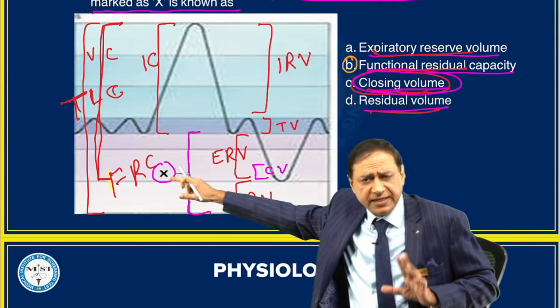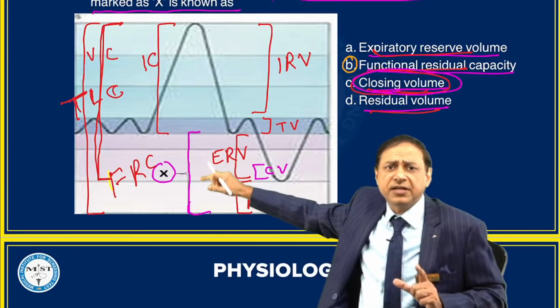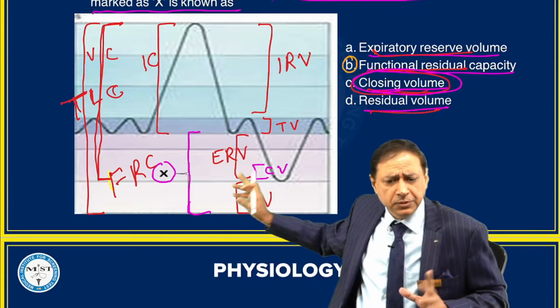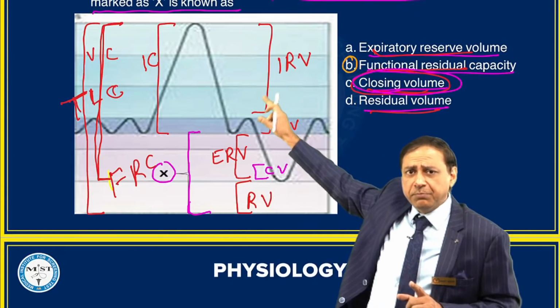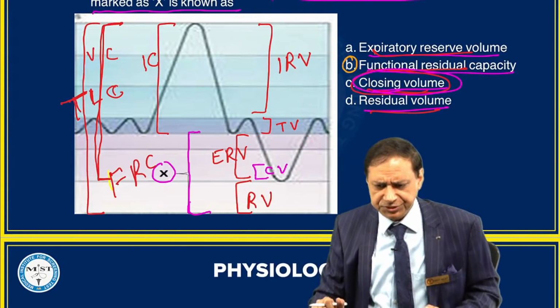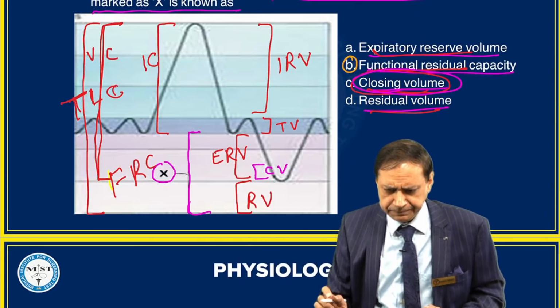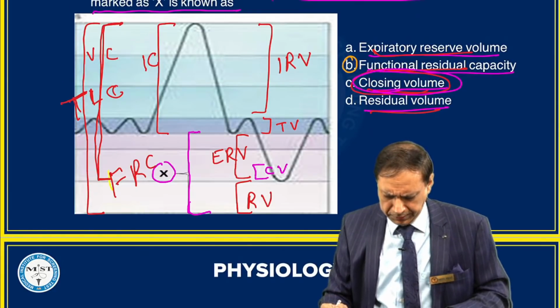So the answer here is very clear cut and simple: functional residual capacity. For this purpose, just try to remember 4 volumes and 4 capacities.